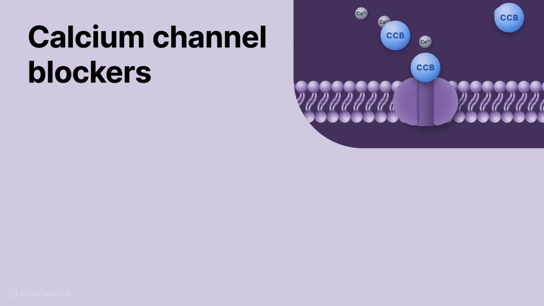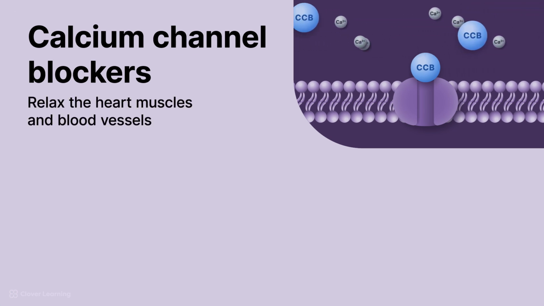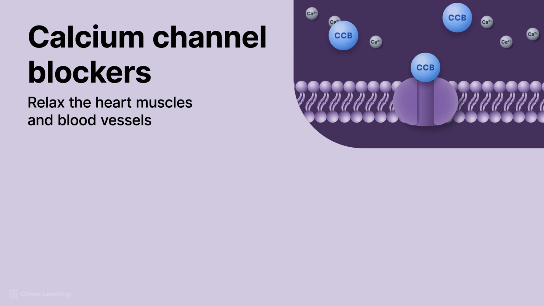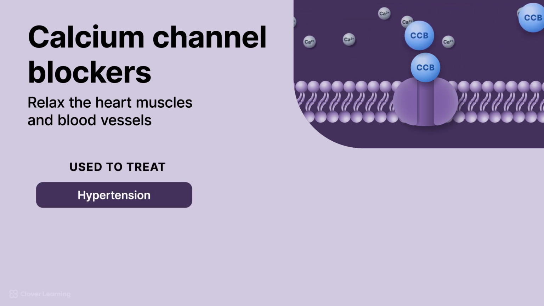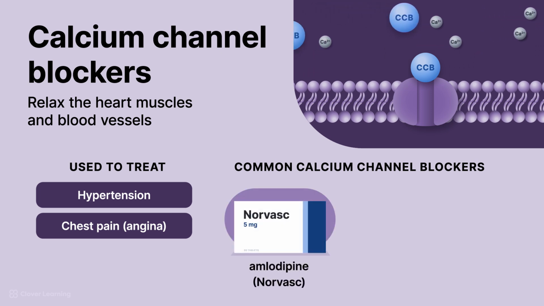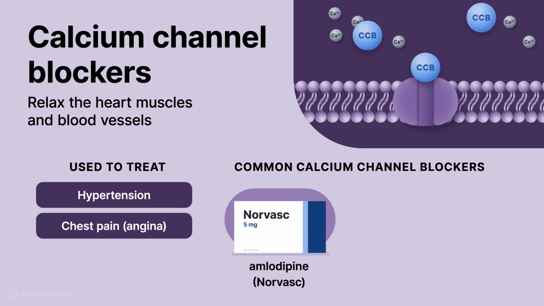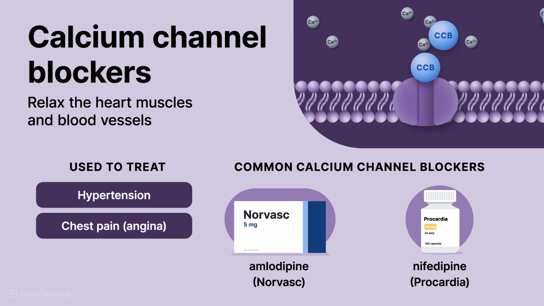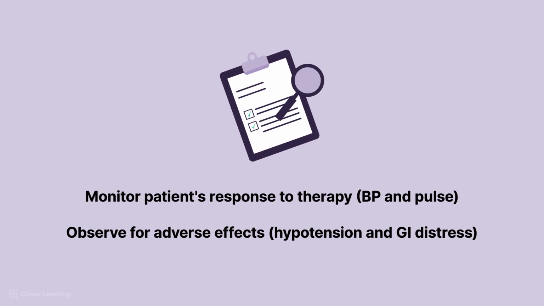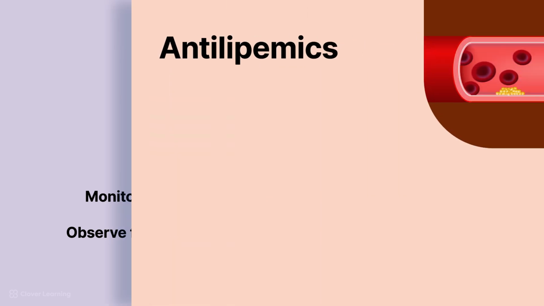Another way to lower blood pressure is by relaxing the heart muscles and blood vessels, which can be done with calcium channel blockers. Calcium channel blockers are used to treat hypertension and angina. Common examples of calcium channel blockers are amlodipine, marketed as Norvasc, and nifedipine, marketed as Procardia. When administering calcium channel blockers, you should monitor a patient's response to therapy through blood pressure and pulse monitoring, and also observe for adverse effects such as hypotension and GI distress.